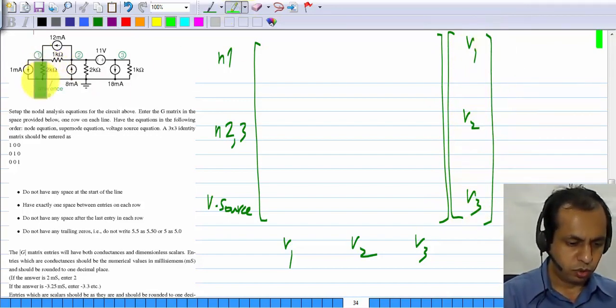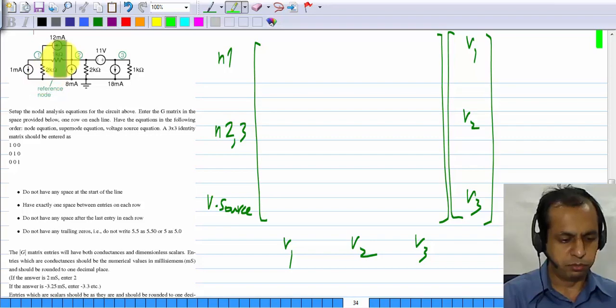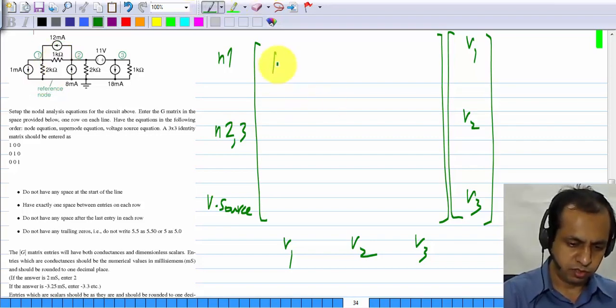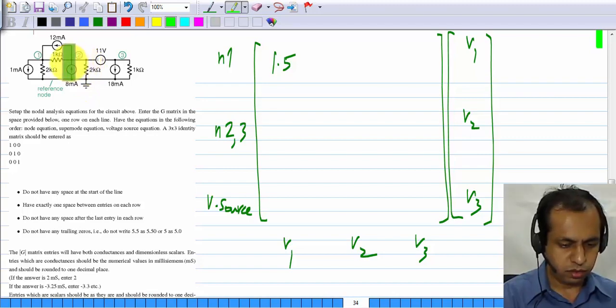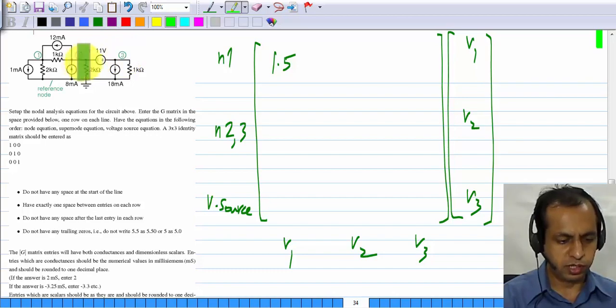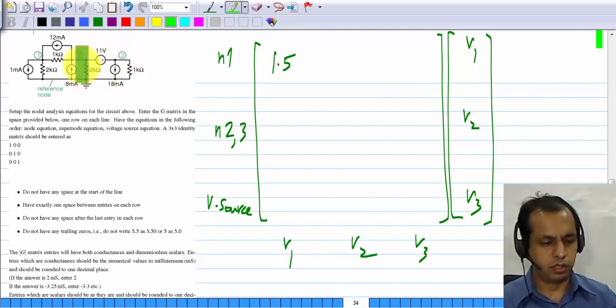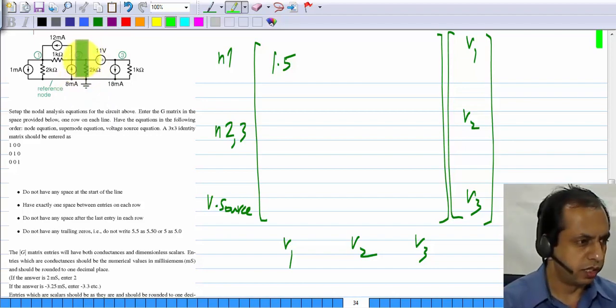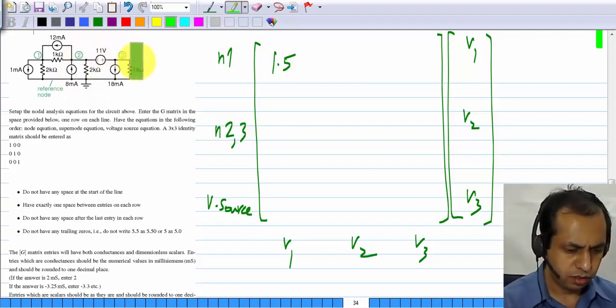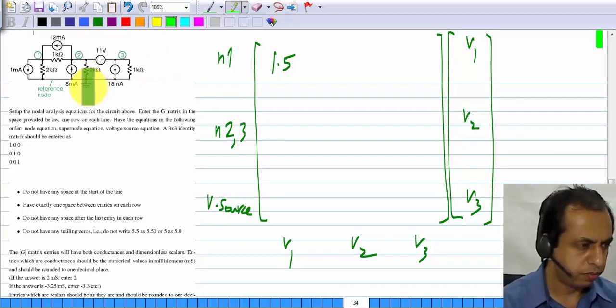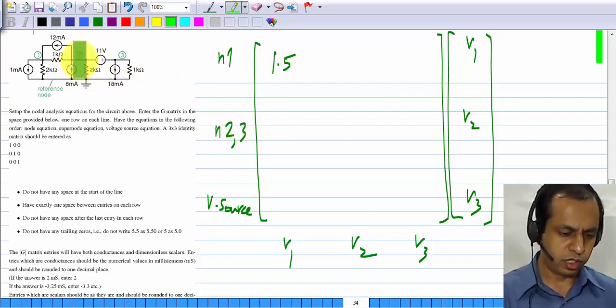Node 1, the total conductance is 0.5 millisiemens plus 1 millisiemen, so that is 1.5. Here, this is considered as a super node, so we need to consider the total conductance connected to node 2 and node 3. Okay. So here the second row corresponds to the super node.